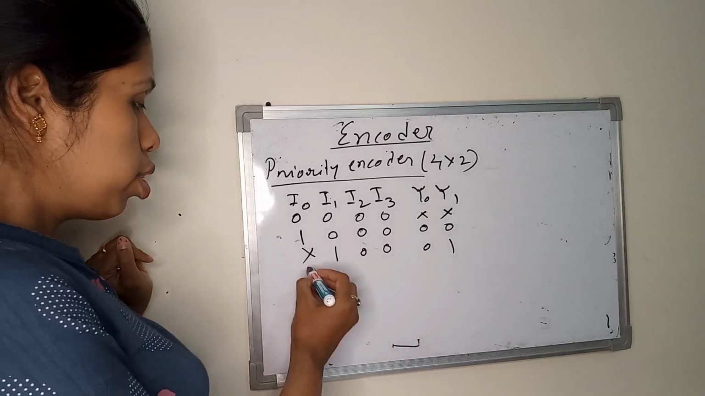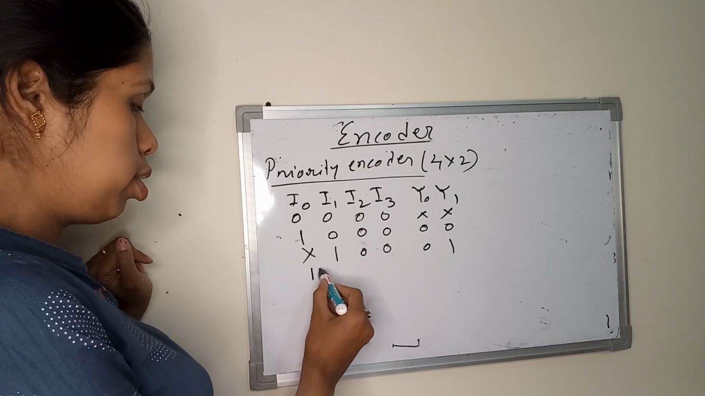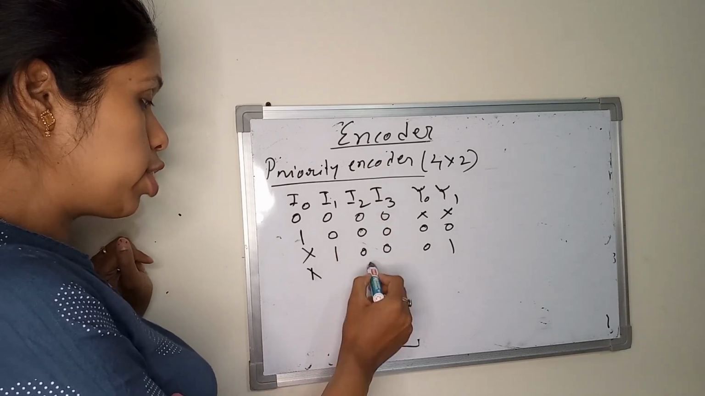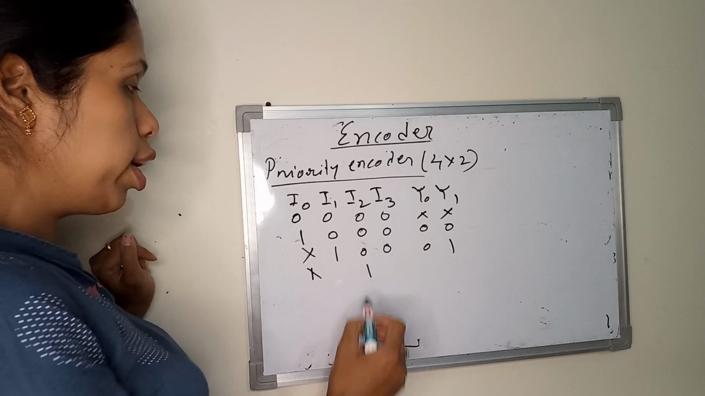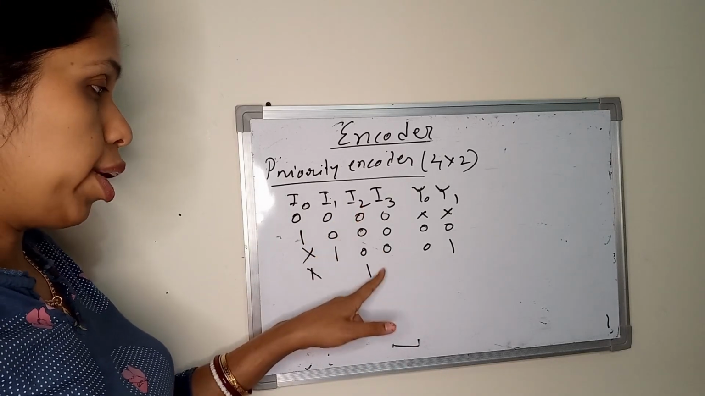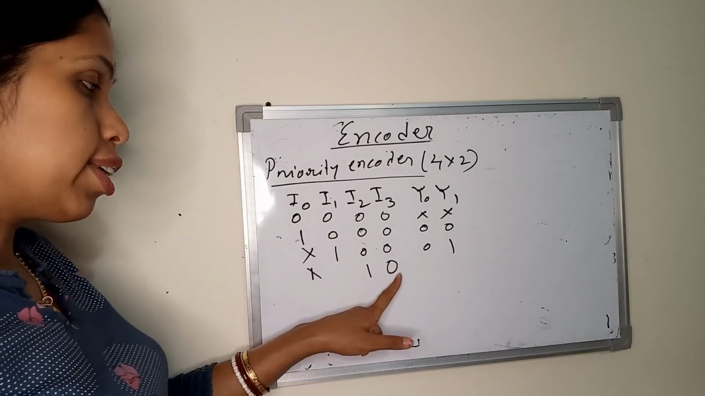Okay, now here, I am sending 1 through the I2. I2 is the maximum decimal number, and here I3 is 0. So I3 is 0, it's fine.